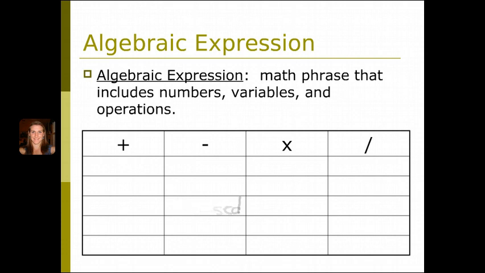When multiplying, you could see product. You may also see times or per or each. Okay, divided by would be quotient. Maybe you would see it over if they were talking about a fraction, or simply divided by.